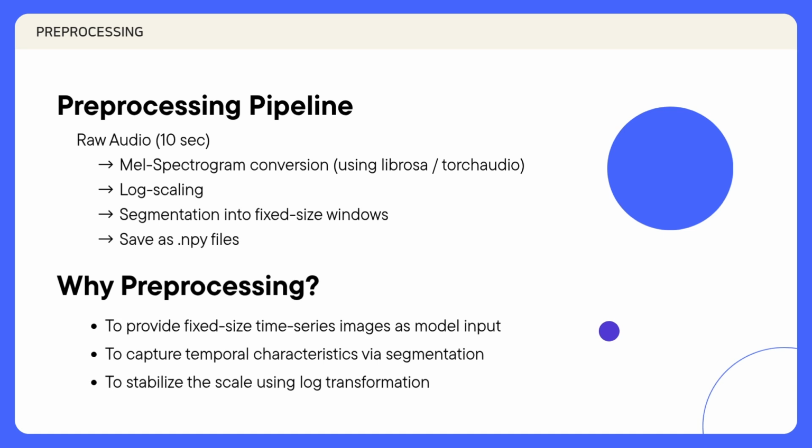Our pre-processing pipeline was first to convert each 10-second audio signal to a mel spectrogram. Second, apply log scaling to reflect human hearing characteristics. Third, segment every spectrogram into fixed-size windows and save them as NumPy arrays. This pre-processing prepared a fixed-size time series image as model input, allowed temporal features to be captured via segmentation, and stabilized the scale with the log transform.